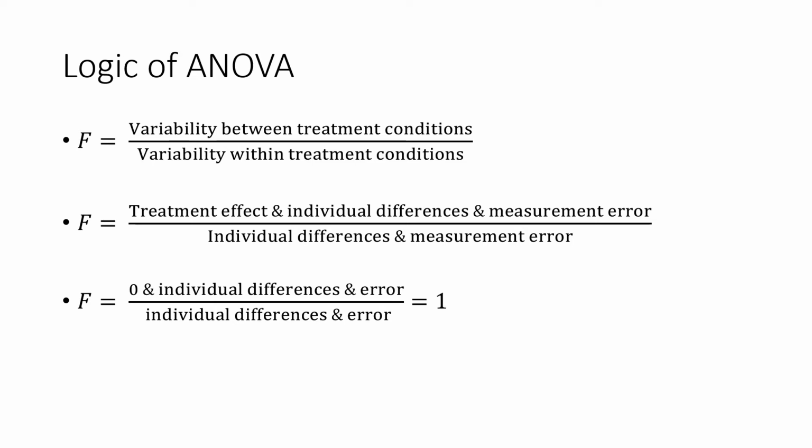And then, of course, the larger the F value is, the smaller your P value will be, and the more compelling evidence you will have against the null hypothesis, which is that all three treatment conditions are equal to each other.